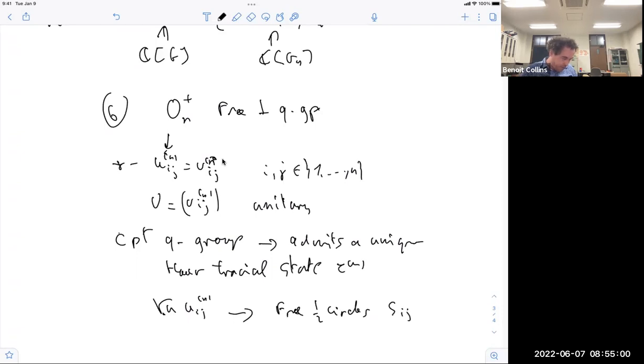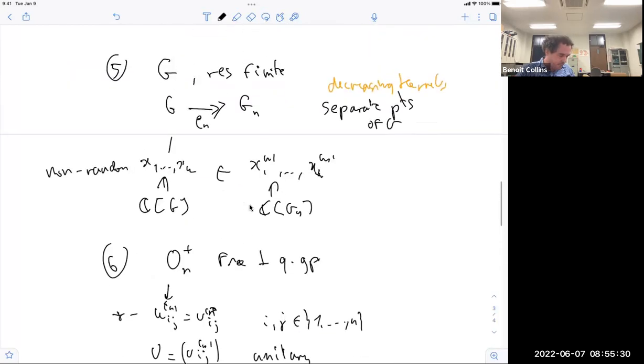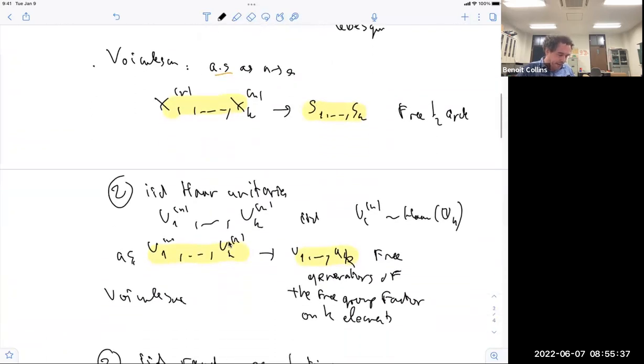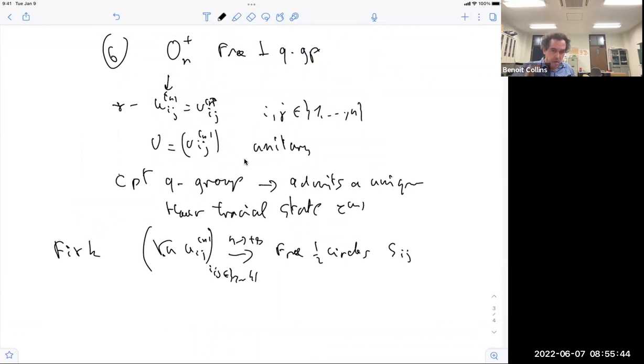So if I want to make something completely rigorous, I should fix some k, and I should take all my elements between 1 and k, and then send the whole thing to infinity. So these are the 6 examples which I would like to look at. So we have this convergence in distribution. This one is a little bit different from the others because in all the others, the elements of the sequence are in finite dimensional algebras, whereas here it is different. Here it's already a tough algebra somehow.